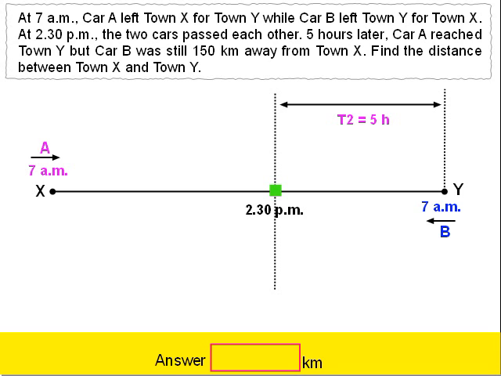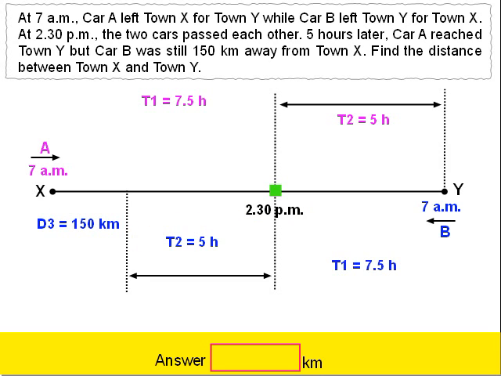So 5 hours later car A already reached town Y. So from the point they met till town Y, car A took only 5 hours. At the same time, at this 5 hours later, car B hasn't reached town X yet. It was still 150 km away. So we put it here.